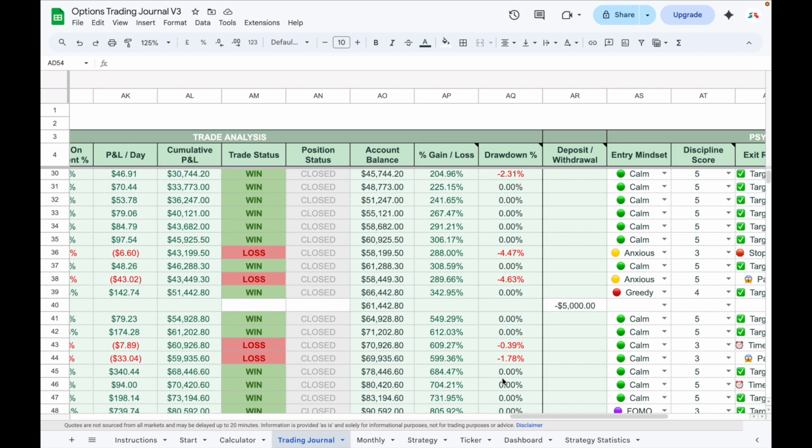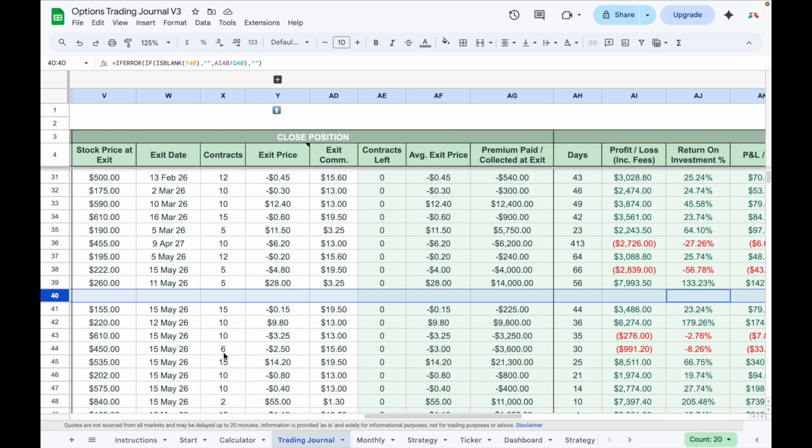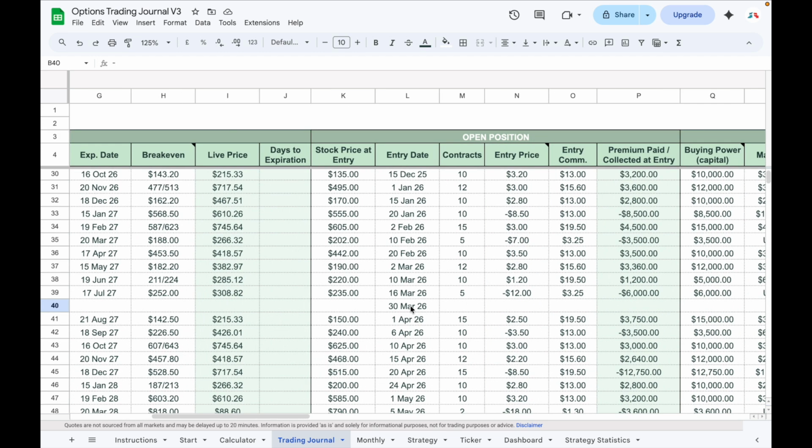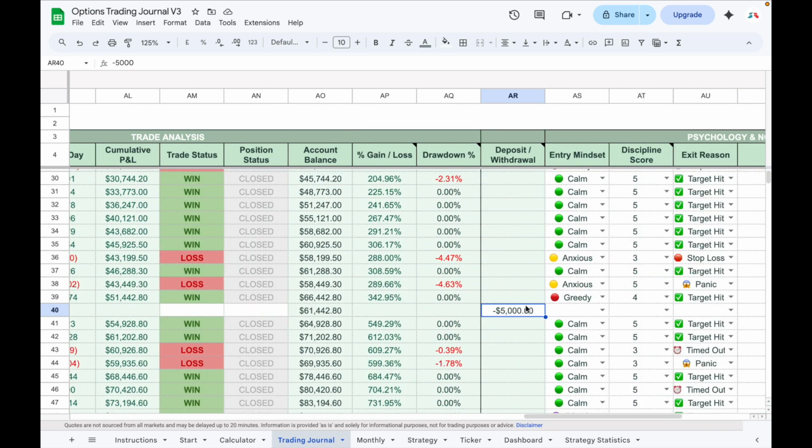If you deposit or withdraw money from your account, use a new row separate from the trade data. In the trade number column, enter a dash sign instead of a trade number. Then enter the date you deposited or withdrew the money. After that, enter the amount of the deposit or withdrawal.